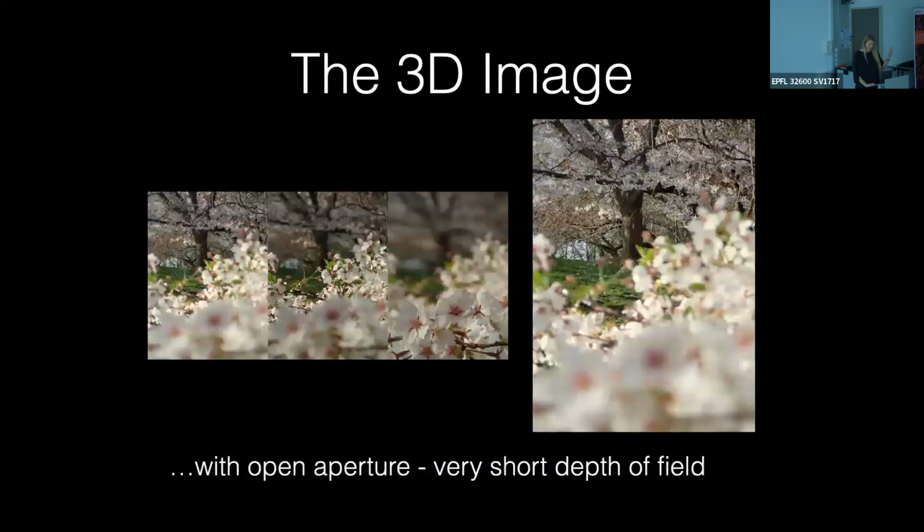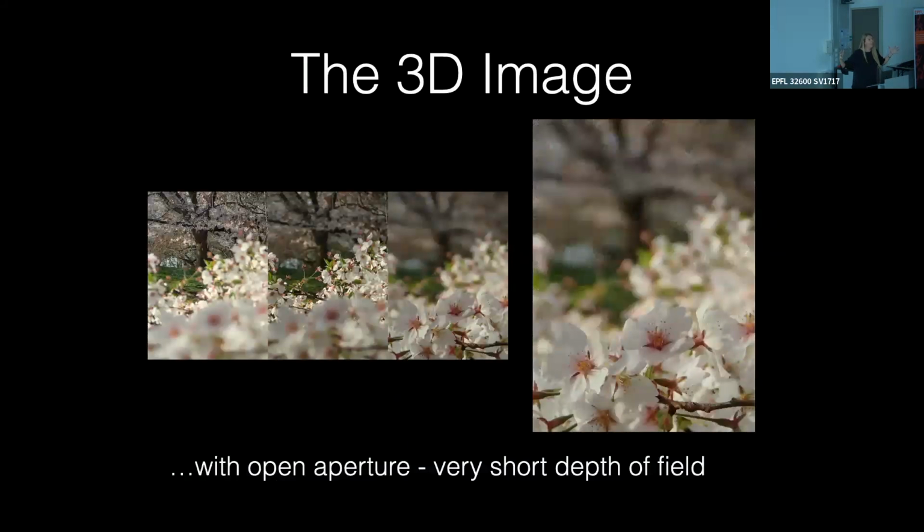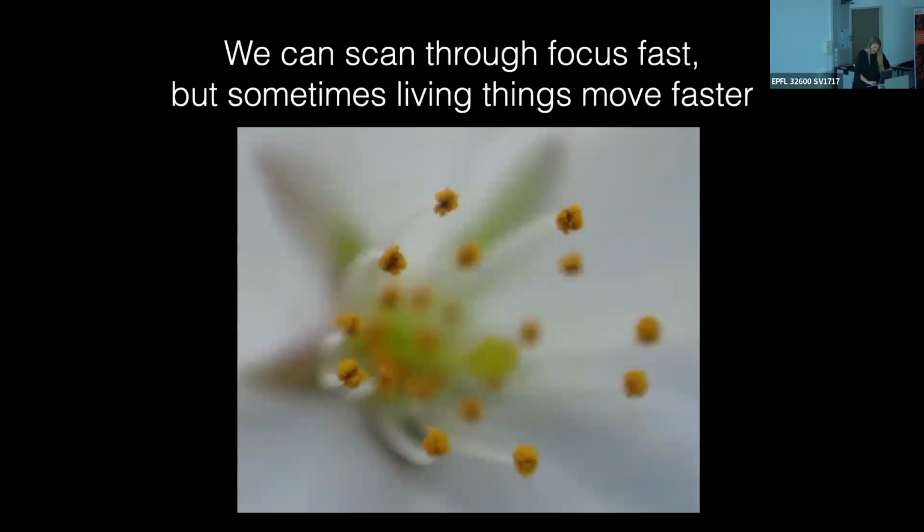So if we do the opposite, we open our aperture. We have a very short depth of focus. Now we can start to discern between the depth in the image. So here is cherry blossom in Central Park. That is a movie that's supposed to play. It's not playing. This one is at least playing. So now I'm stepping in Z through the sample to get that 3D image.